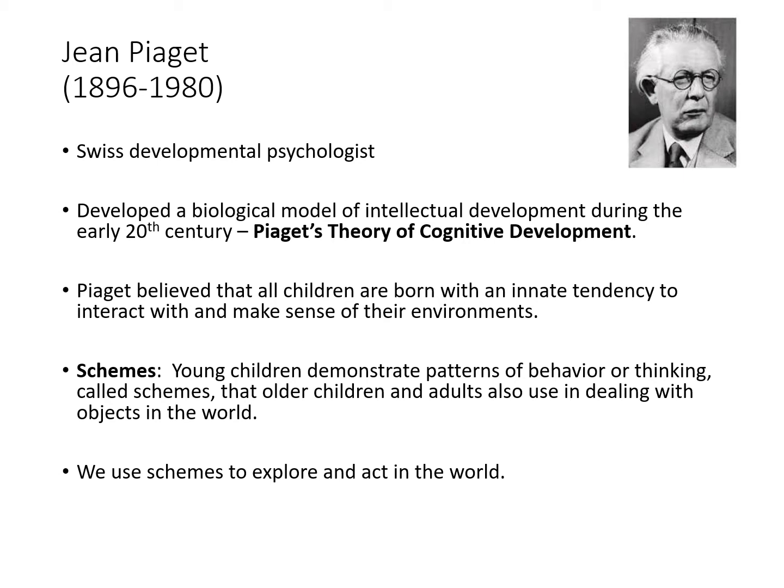And in doing all of that, the baby is developing a scheme about what a rattle is. As we grow, we make more and more schemes, and we make more and more connections between objects. So our mental schemes grow more complex and more abstract. We use these schemes to explore and act upon the world.